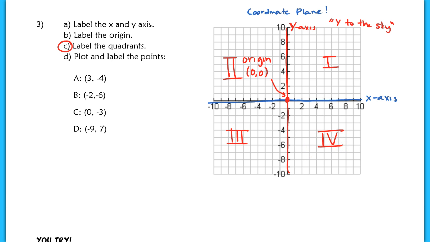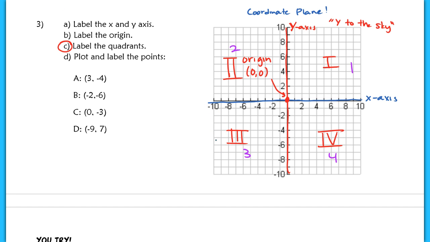If you're not comfortable with the Roman numerals, you can always write 1, 2, 3, 4. That's fine. So it goes in a C. It starts up here, quadrant 1, then goes to quadrant 2, then quadrant 3, then quadrant 4. I think that's a really easy mnemonic for remembering the quadrants and their order. Please make sure you went through and labeled all the parts in the diagram.